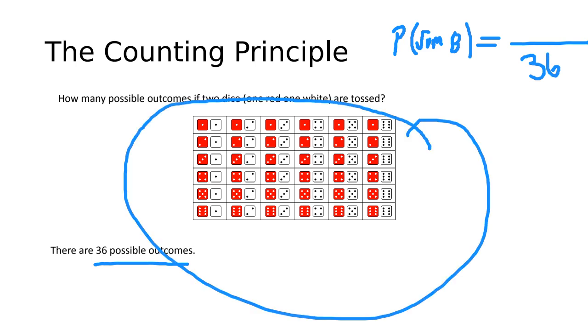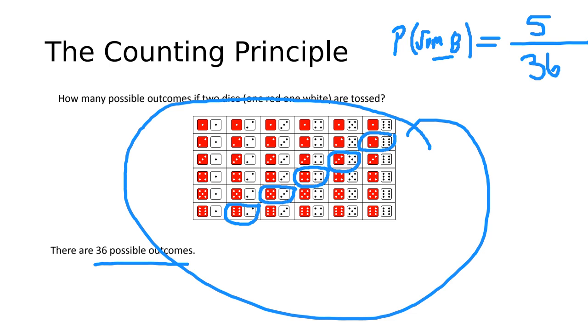So let's look for those. So here we have 4 plus 4, that's 8. So that's one of them. 5 plus 3, that's 8. 6 and 2 is 8. 5 plus 3 is 8. And 6 and 2 is 8. So we have 1, 2, 3, 4, 5. If you're able to reduce your fraction, then you want to make sure to reduce your fraction. Okay, so the probability that the sum is 8 is 5 over 36.